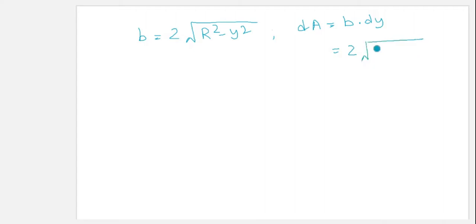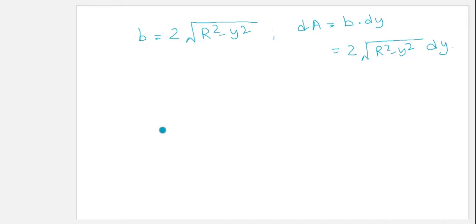So B is basically 2 into root over R square minus Y square, and dA is equal to B into dy. That means 2 into root of R square minus Y square dy. So this is the elemental strip area which we have found out in terms of R and Y.